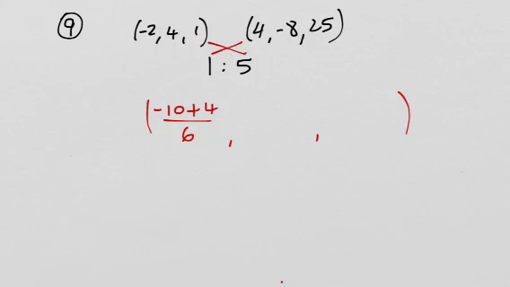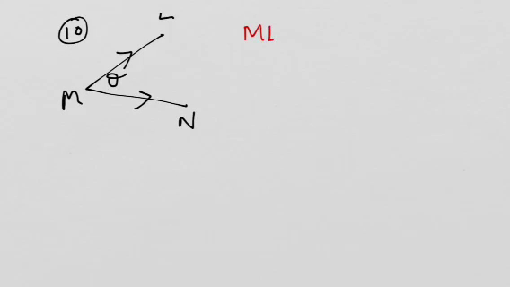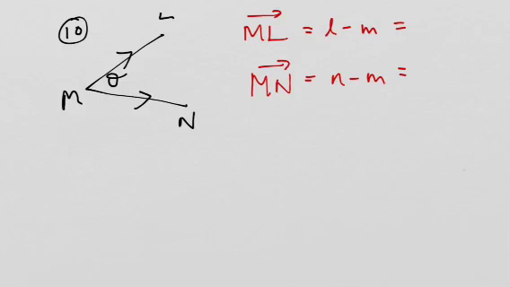And then lastly, number 10, calculate the angle LMN, so this angle here in the diagram. How are we going to do that? First thing we need is what is the vector M to L, and you can do that by doing little l minus little m. What is the vector M to N? N minus m. So you get these two answers.